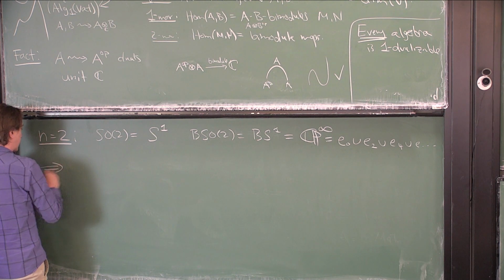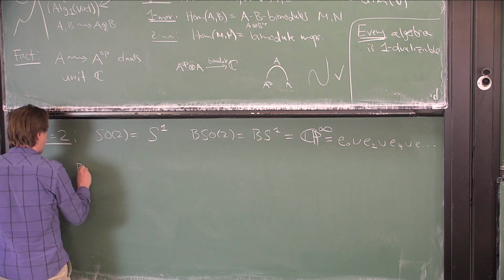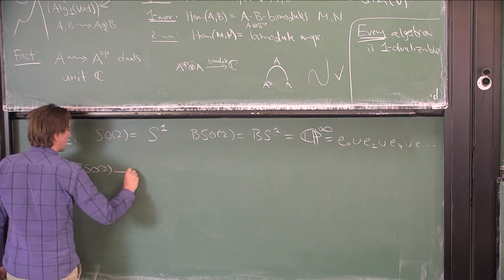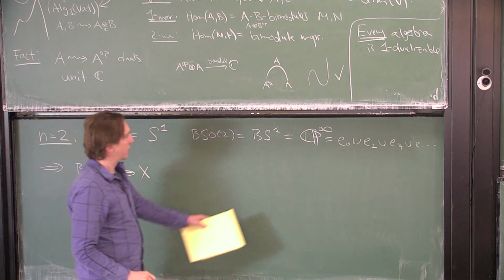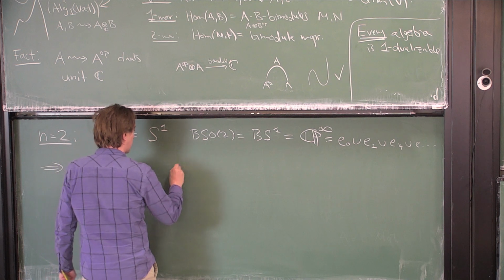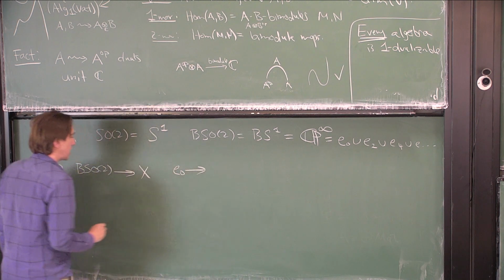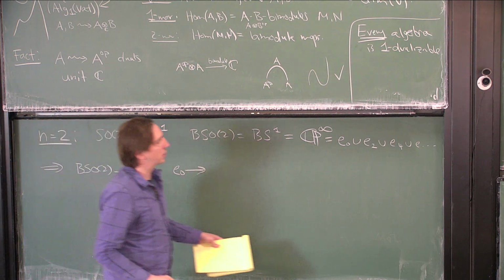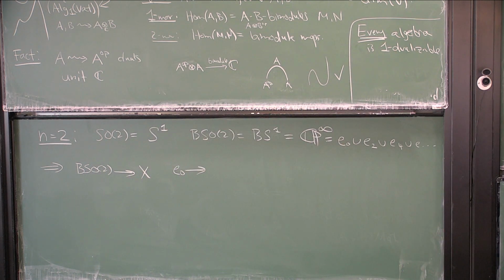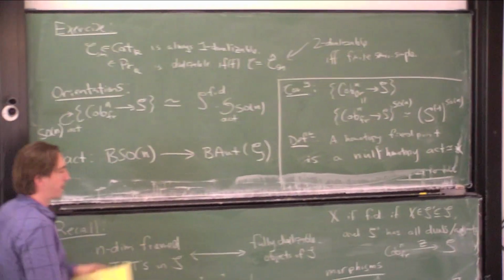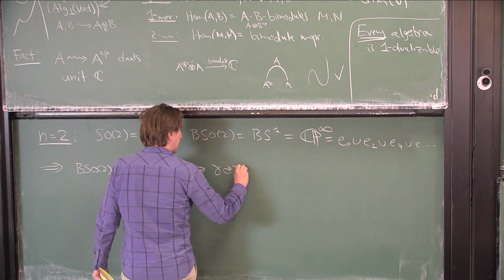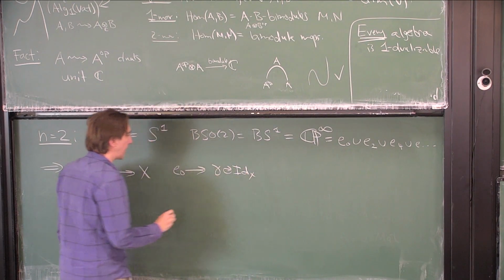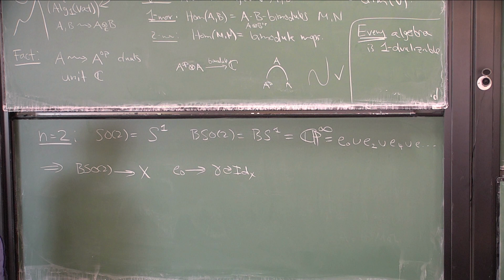So the application of this fact is that to give a map from BSO2 to any other space X is not actually such a crazy thing to do. I have to tell you where E0 goes. So in our case, E0 is going to go to some automorphism gamma of the identity functor of some object X that we've anchored our TFT on.